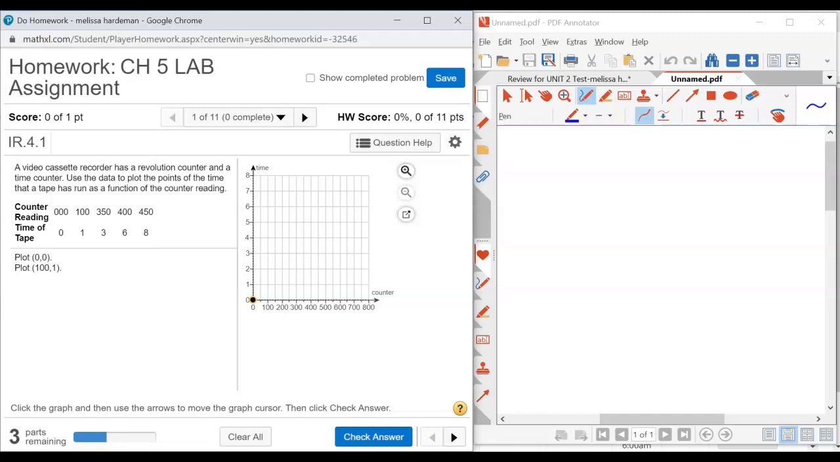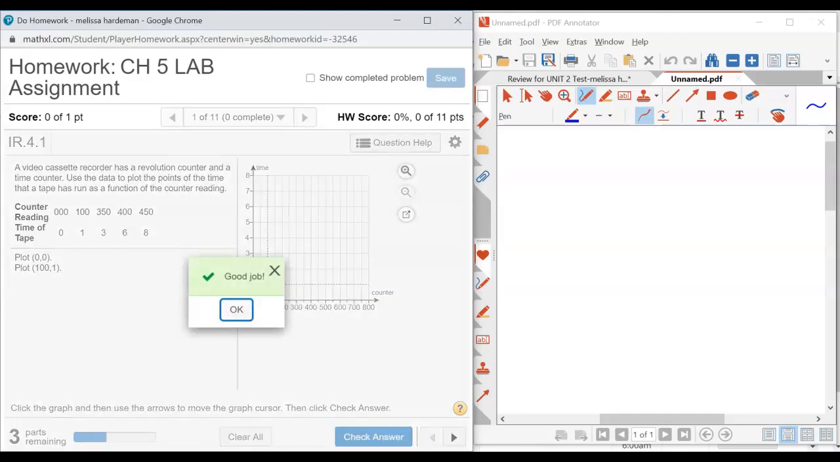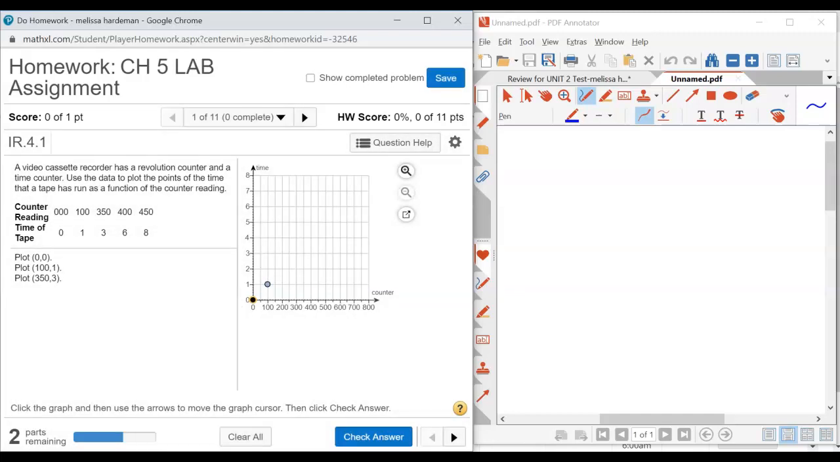But to plot the next one, 1, 0 1, remember with ordered pairs, the first one's the x, the second one's the y. So I'm going to go over the x amount, which is 1, and then go up the y amount, which is 1, and press that spot. Notice it plots a point right there, and I can check my answer, and I'm good. So for this problem, you will continue doing the same thing to plot those points. Find 3, go up to 3, and just press where it is.